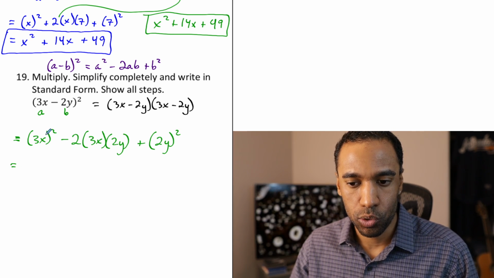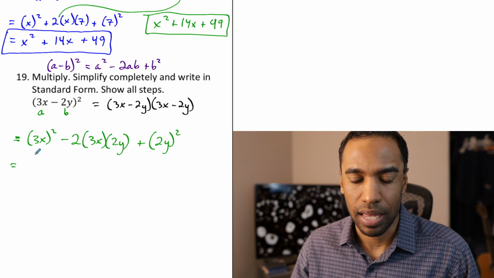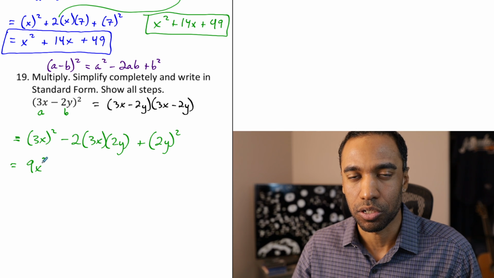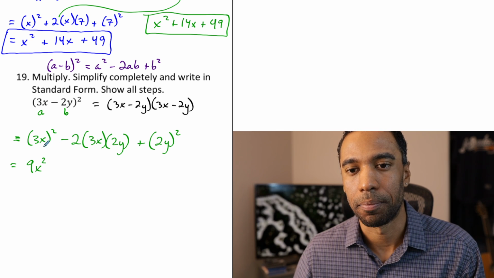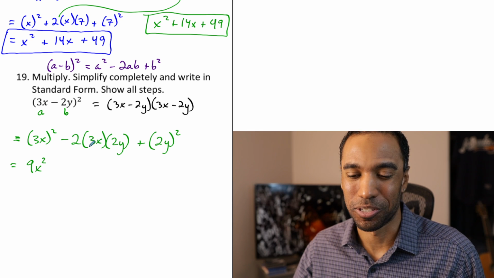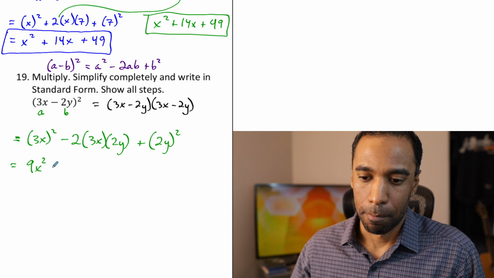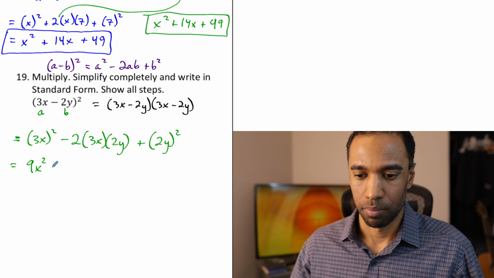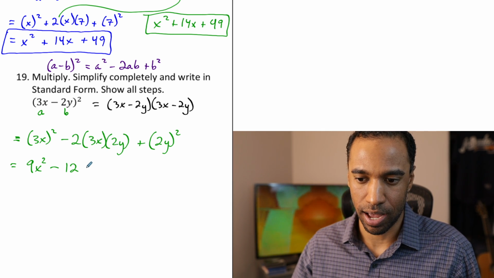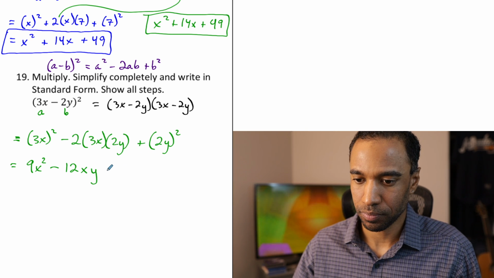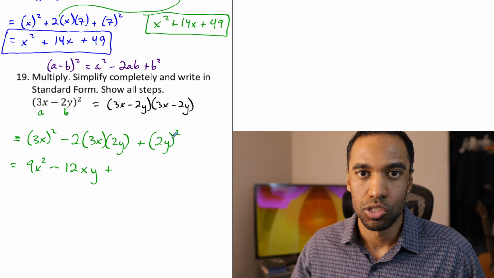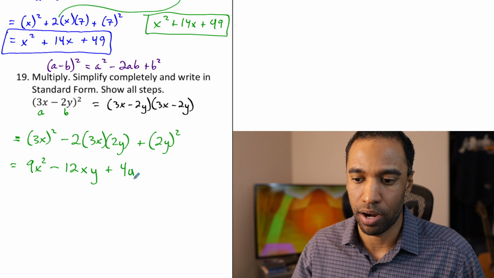Now 3x quantity squared, guys, that's 3x times 3x. That's 9x squared. Don't forget the squared. And 3 times 3 is not 6, right? We're not adding the things that we're multiplying. Minus 2 times 3 is 6, times 2 is 12. And we've got an xy. Plus, same thing as last time, 2y times 2y. 2 times 2 is 4. y times y is y squared.